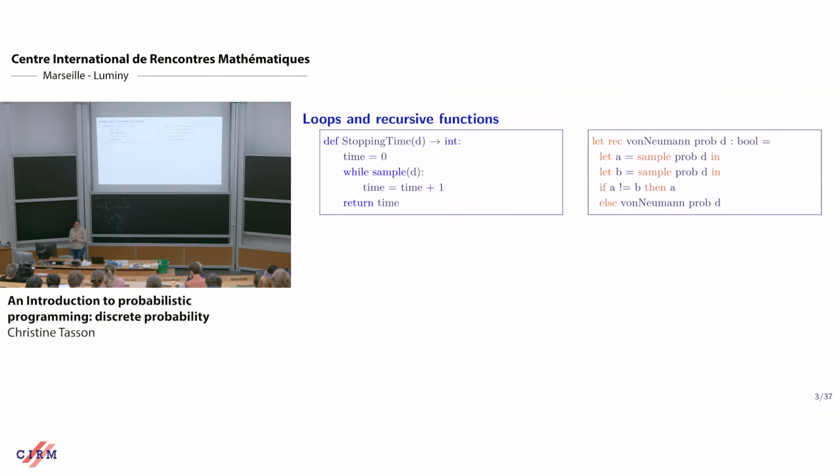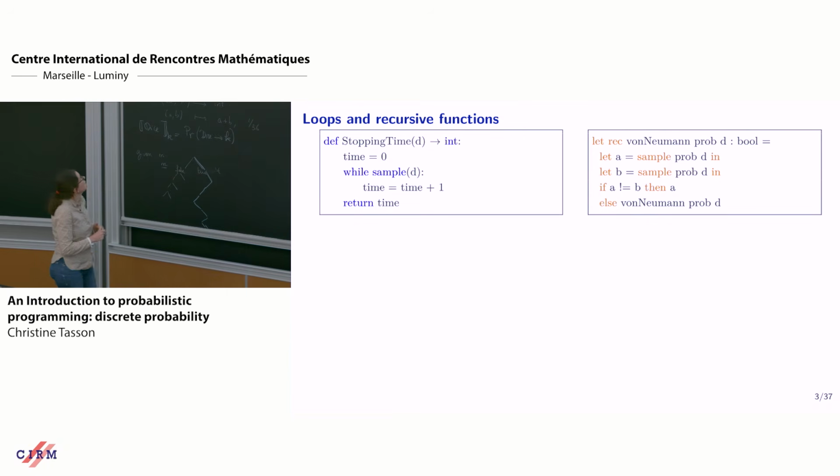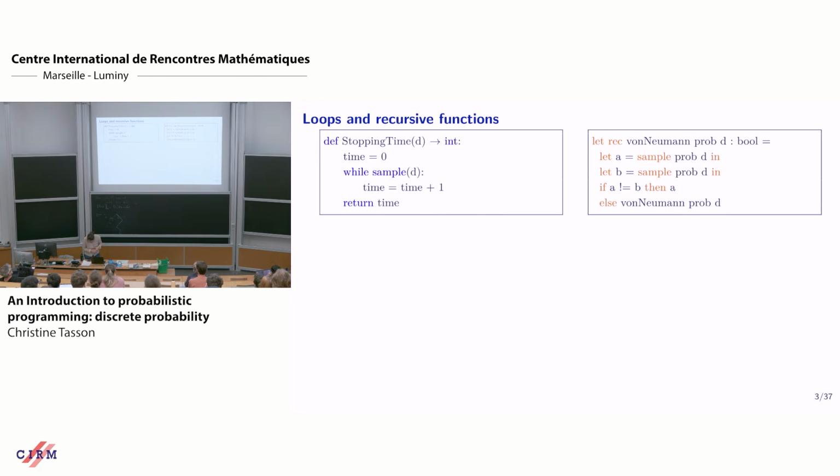Another example. So here I have 2 different examples. So let's look at the left. What is it doing? Yes? Exactly. So it does the coin and continue until it gets a false. Right? What is the universe?